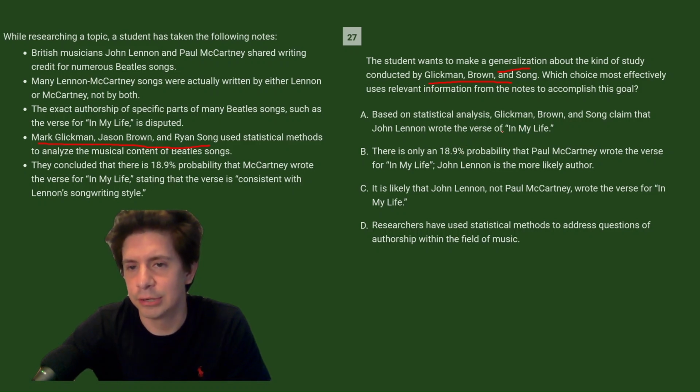Okay, so that could be a generalization, right? But it wants to be about the kind of study conducted, right? There's only, so it has the statistical analysis part. There's only an 18.9% probability that Paul McCartney wrote the verse for In My Life. John Lennon is the more likely author. Not that, because it doesn't even mention the type of study they did. It is likely that John Lennon, not Paul McCartney, wrote the verse for In My Life. Again, not exactly that.